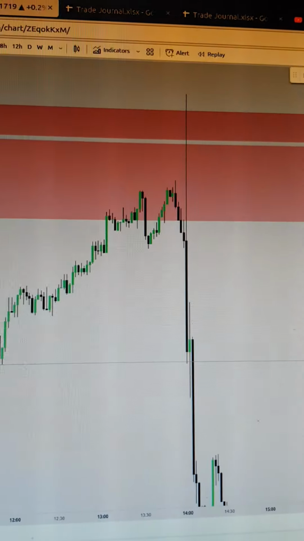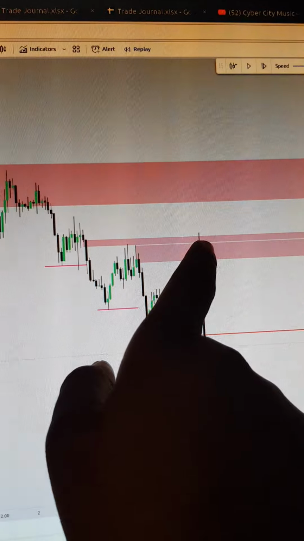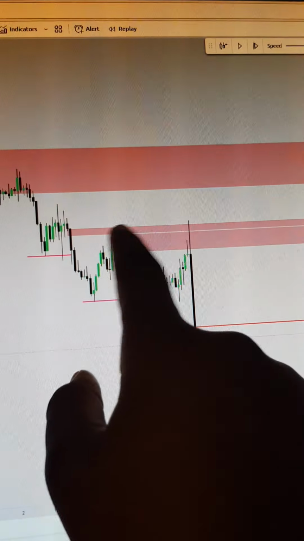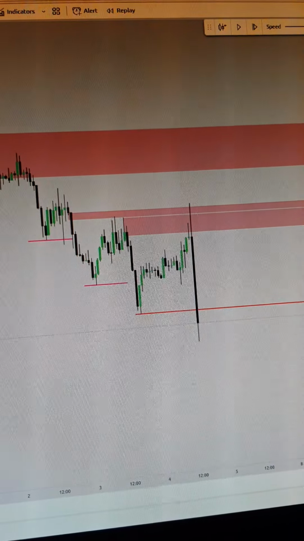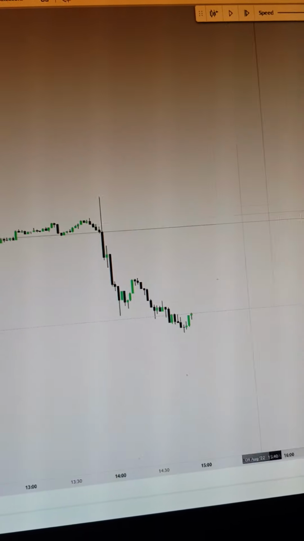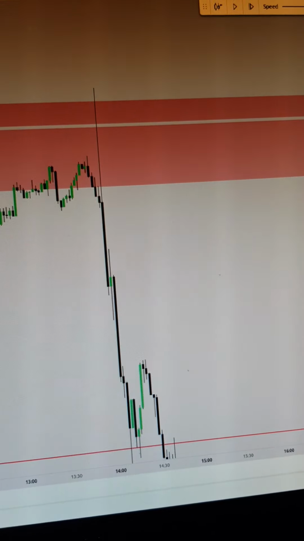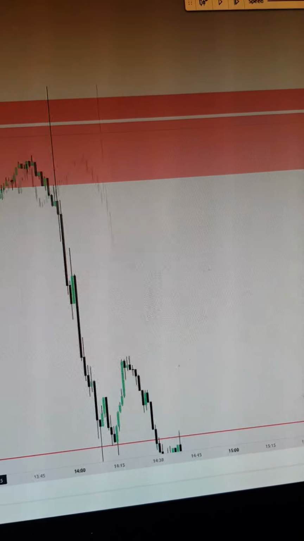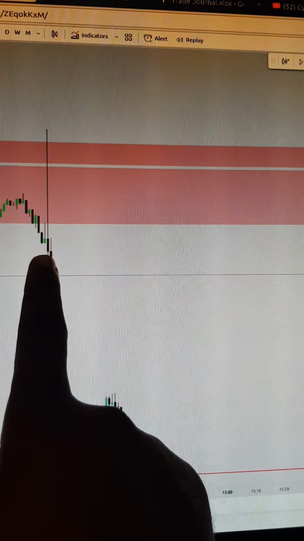It took out all the liquidity on this high that I showed you. You see, this high was taken out, so all the stop losses, everything in here, it's gone. So if you go back to M2, all right, this I had already had my analysis.